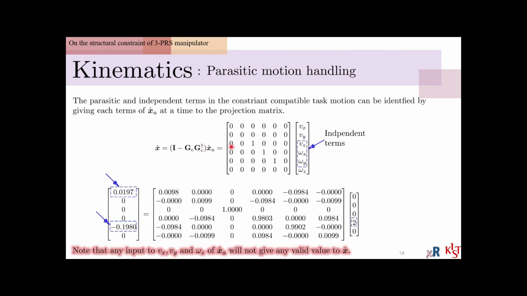In order to do that, set the manipulator at the home configuration, where both the moving plate and base plate are parallel. At that pose, the projection matrix will have this form, and any input Vx, Vy on the right-hand side will not produce any non-zero values in x dot. Similarly, Wz will not produce any non-zero value in x dot. So when we give Vx, Vy, and Wz at the home configuration, there will be no motion of the manipulator. However, if we give any of the other terms, the manipulator will start moving. In that case, we identify that Vz, Wx, and Wy are independent, while the others that do not generate any motion are the parasitic terms.